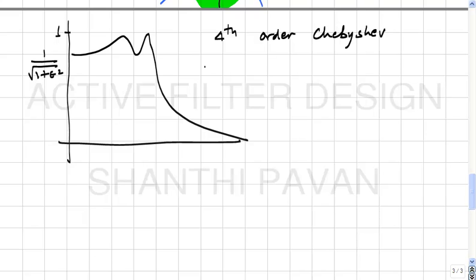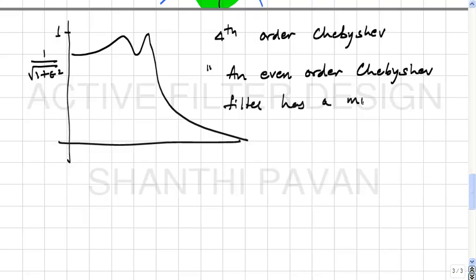So please bear this in mind. An even order Chebyshev filter has a minimum of transmission at omega equal to 0. Whereas an odd order Chebyshev filter will have a maximum at omega equal to 0. Okay.